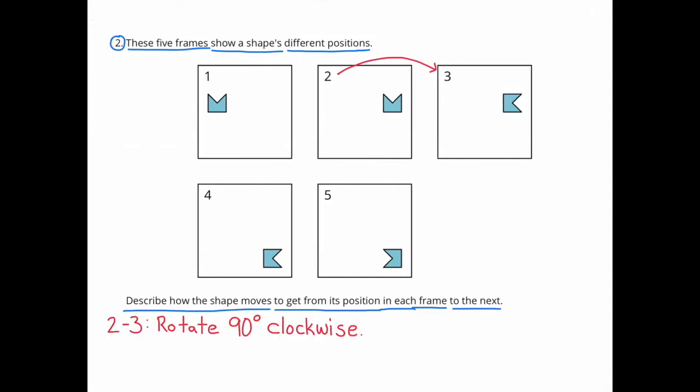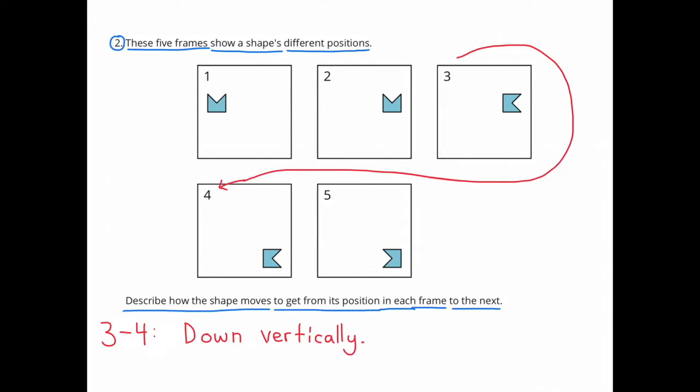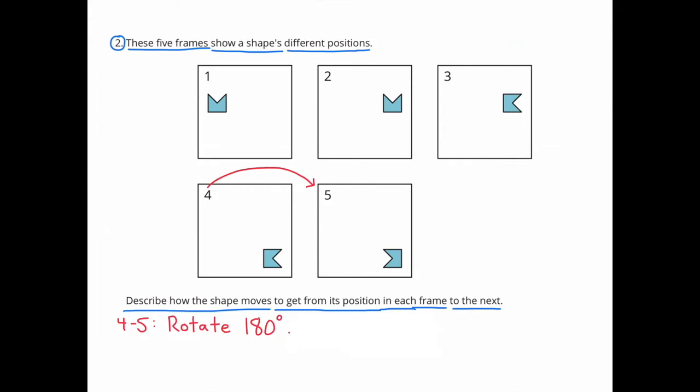From frame 2 to frame 3, the shape rotated 90 degrees clockwise. From frame 3 to frame 4, the shape moved down vertically. From frame 4 to frame 5, the shape rotated 180 degrees.